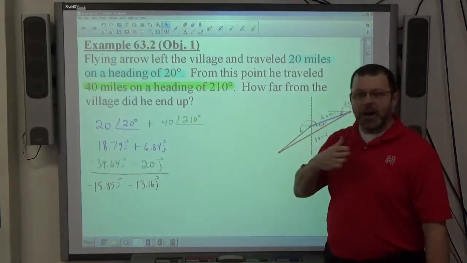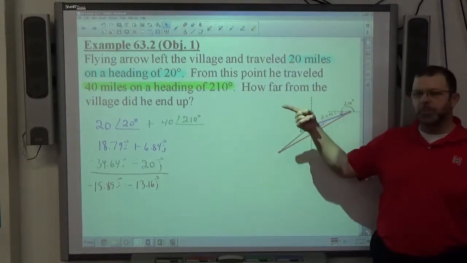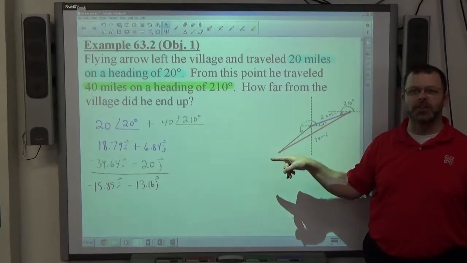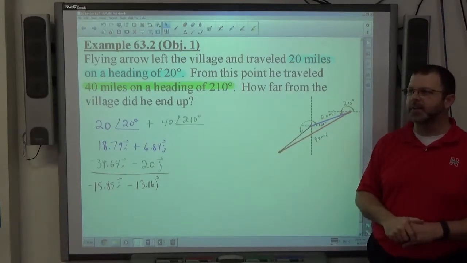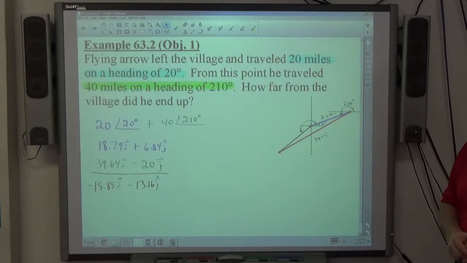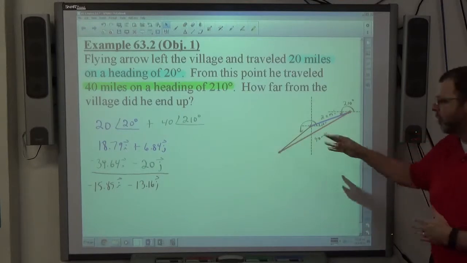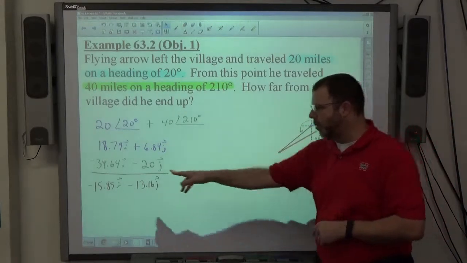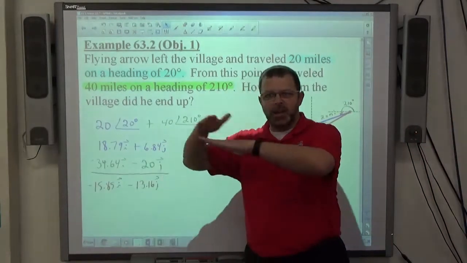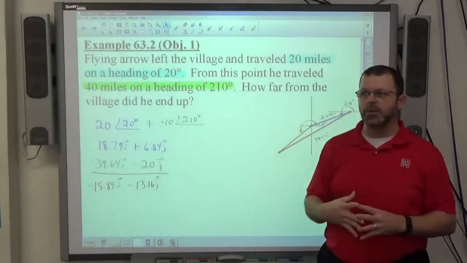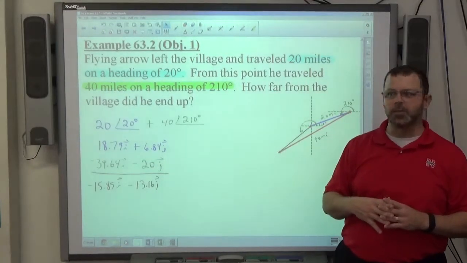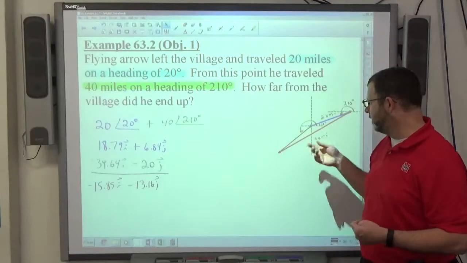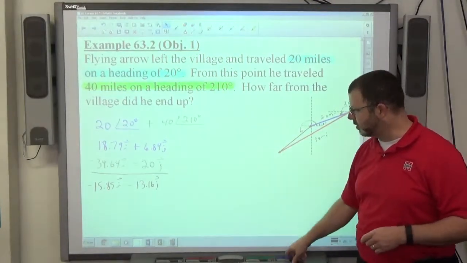But if I was in the village and somebody said, hey, go 15.85 miles west and 13.16 miles south, you should find Flying Arrow sitting right there. And we should be able to administer first aid. But that would get us in the right position, right? But notice, we're going west and south, we're going negative, negative, that takes me to the third quadrant, so we're in the right quadrant as far as what we're supposed to be getting out of this resultant. As far as the length of it, again, I've got to do my stuff to figure that out.